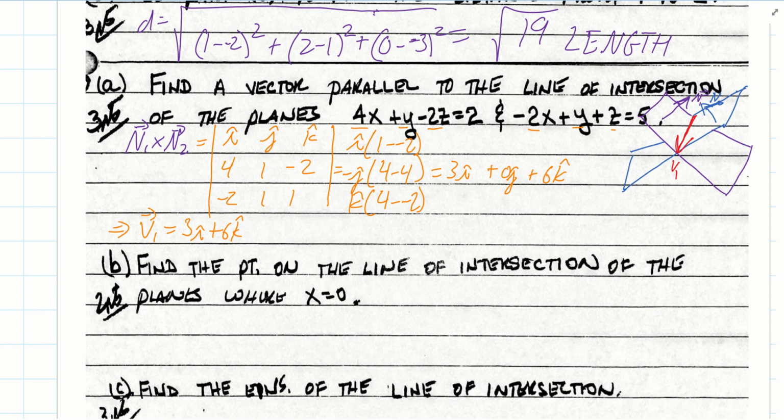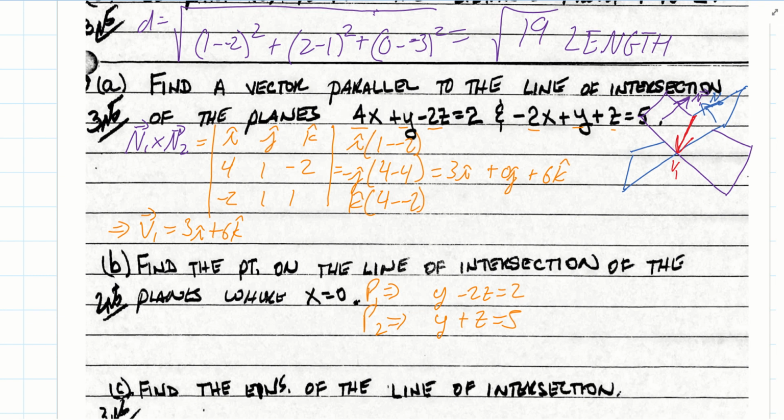Now it says find the point on the line of intersection of the planes where x equals 0. So we're pretty much just stating x equals 0 for a fact. That's just what we're going with. And then we're going to use that assumption to find y and z as a point for that line. So for plane 1, that would imply y minus 2z equals 2. For plane 2, that would imply y plus z equals 5.